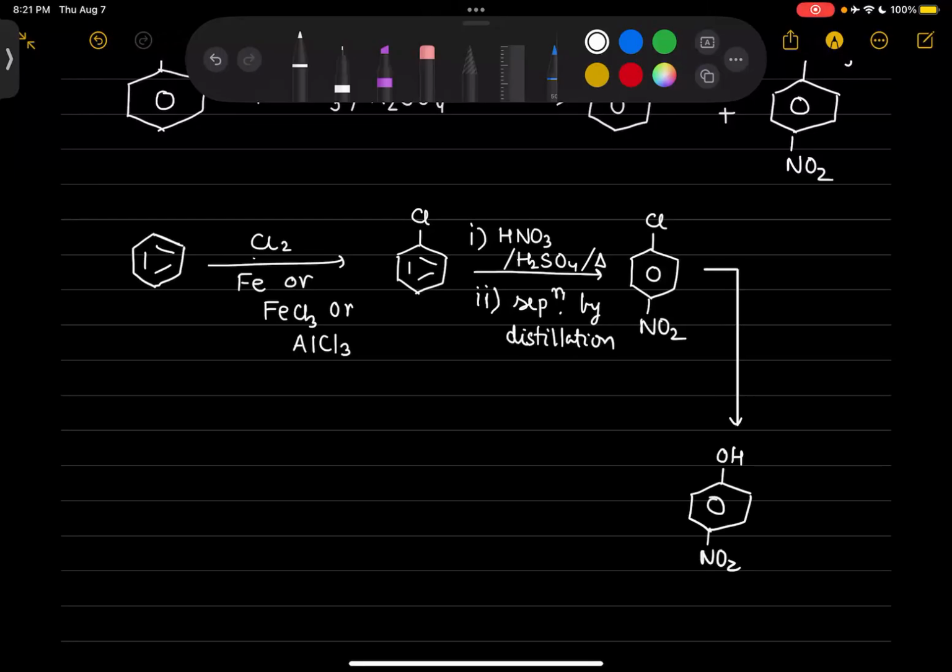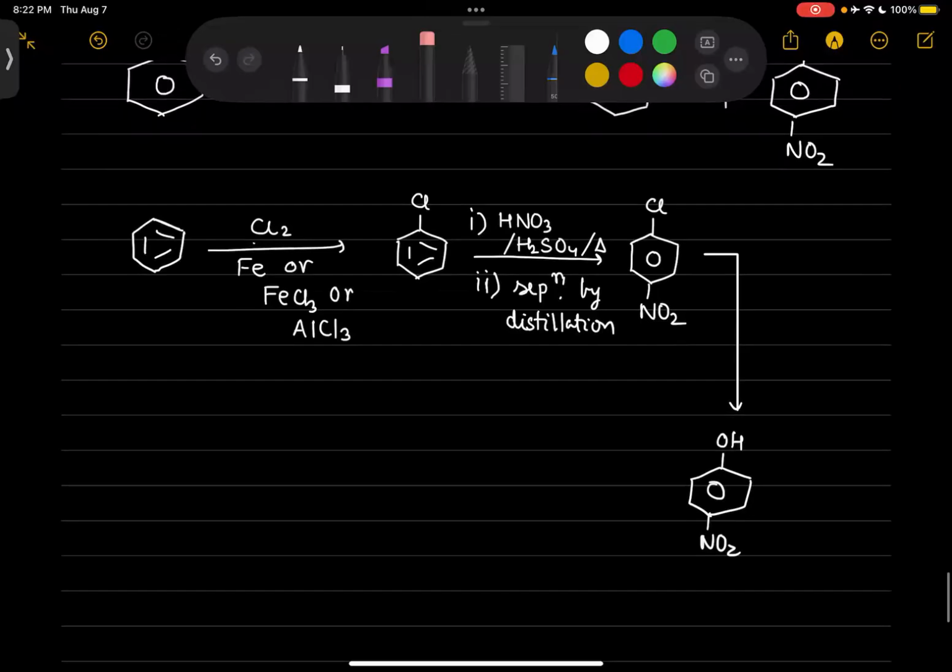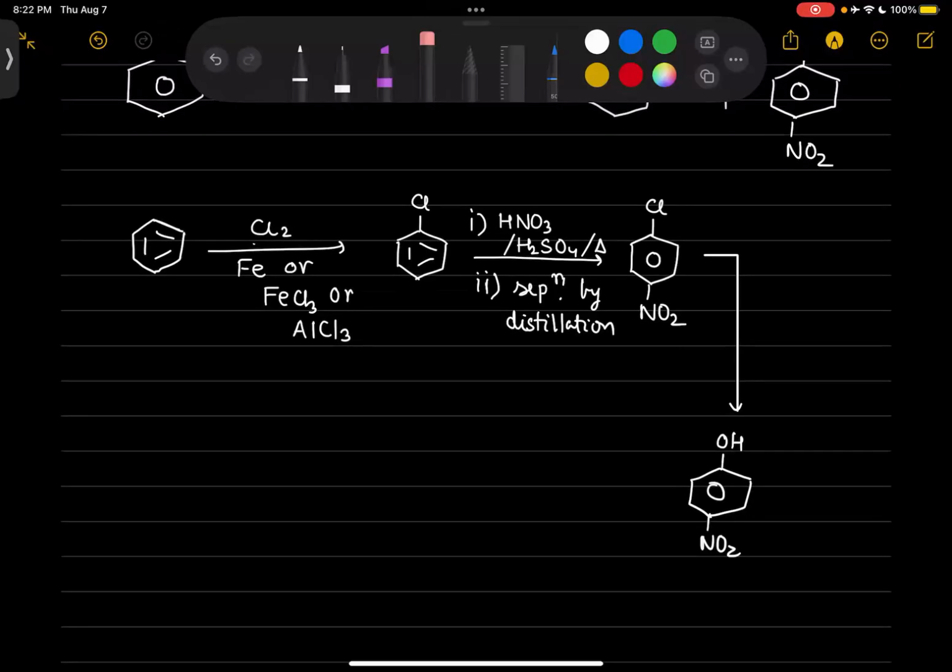This also we have seen. So what should be the reagent? Marwa, Jasleen, tell me. Aisha. Sir, you are replacing the Cl by OH. So what reagent do we need to take? NaOH, right?